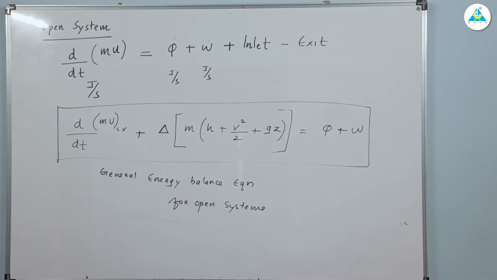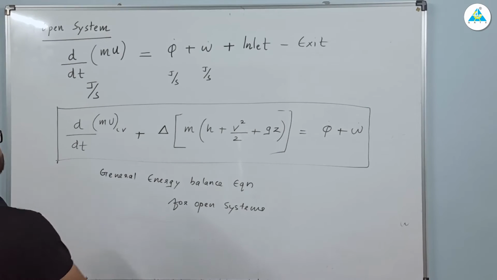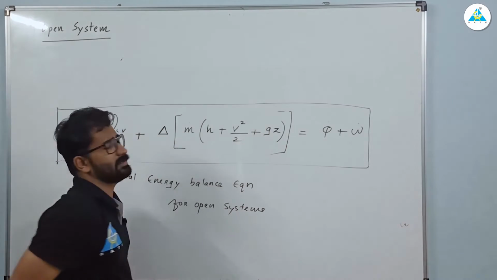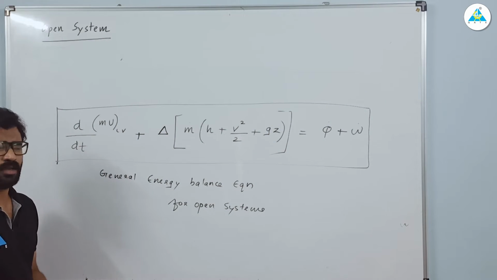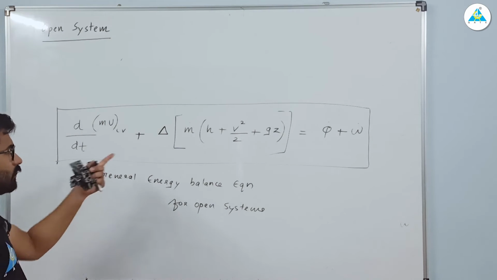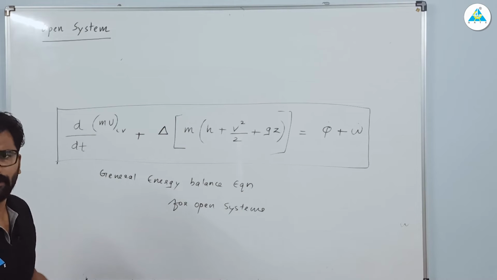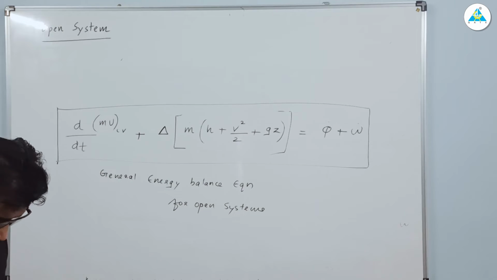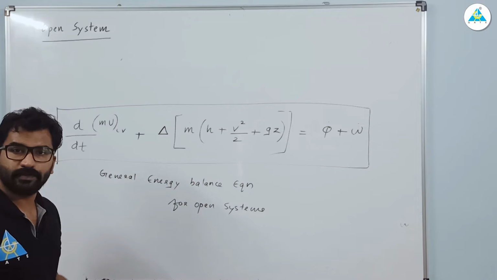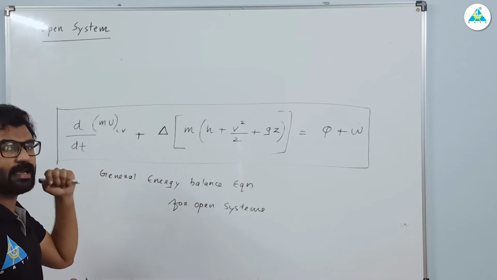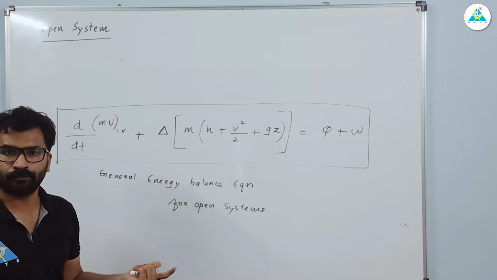Clear? Now, what is the next change here? Next change is, if it is a steady flow device, what will happen? The d by dt term will be cancelled if it is a steady flow device. So what will be left? Only del of these terms will be left. Clear? So that also I hope you can understand. That is, d by dt of this term will be cancelled for a steady flow system.